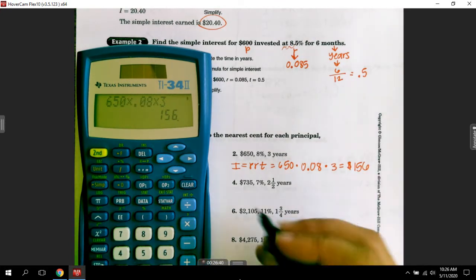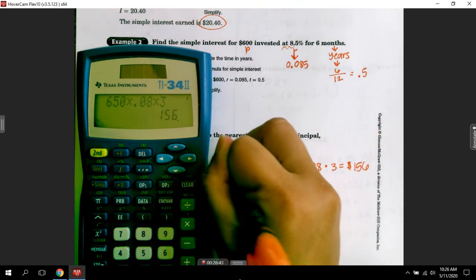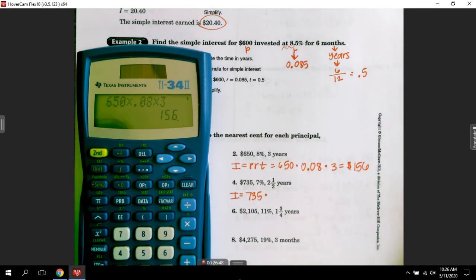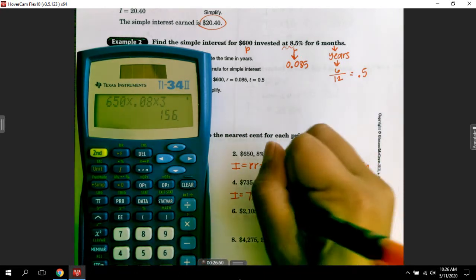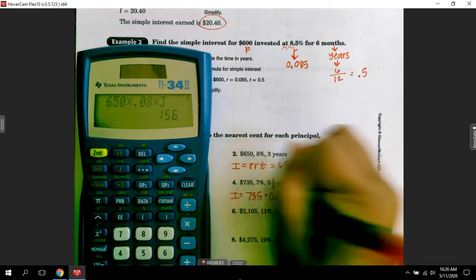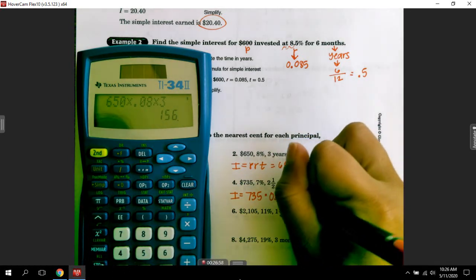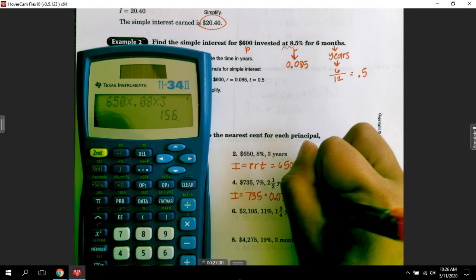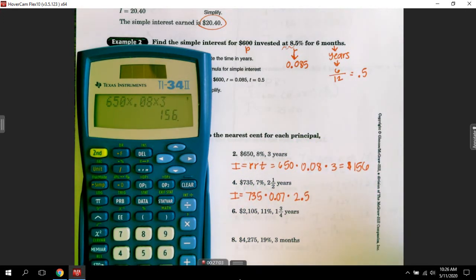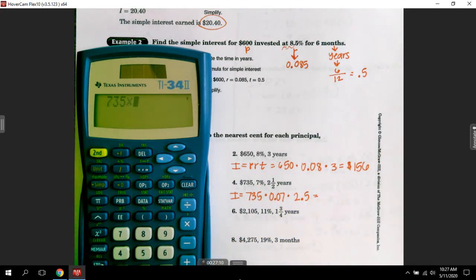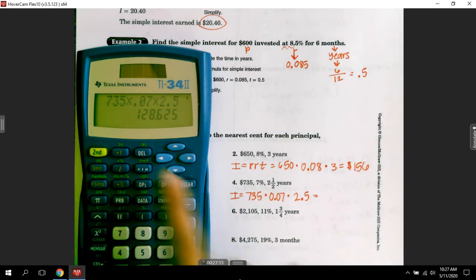Okay. Number 4, my principal is 735. So 735 times 7%, as a decimal, that's 0.07. Okay. And then 2.5 years. So you can just go ahead and multiply by 2.5. I'm going to change that to a decimal so it's easier to plug in my calculator. And we know that 1/2 is 0.5. Okay. So 735 times 0.07 times 2.5 gives you 128.625.